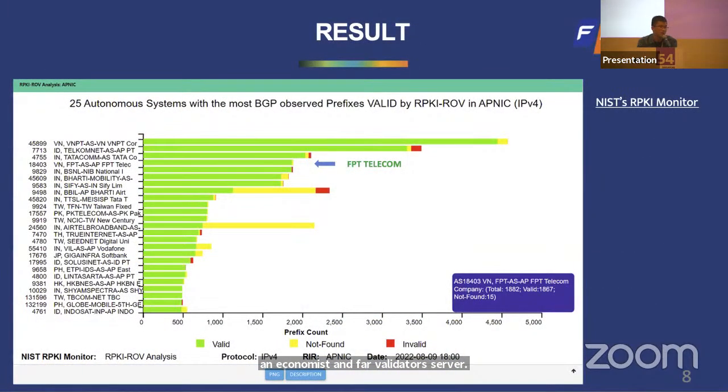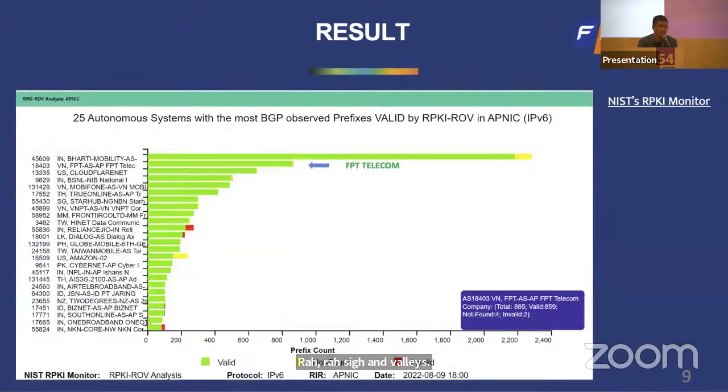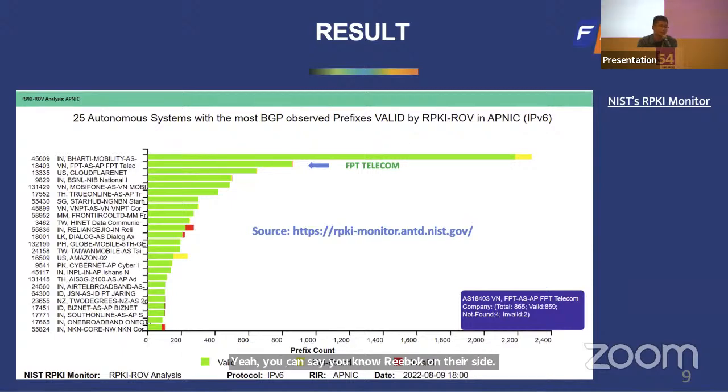This is my result. According to the data monitored from last month, APNIC Telecom was ranked fourth in Asia in terms of the number of refreshed IPv4 prefixes, raw, signed, and valid. Also, according to the monitor data, APNIC Telecom was ranked second in Asia in terms of the number of refreshed IPv6 prefixes, raw, signed, and valid. You can see the report on the website NIST.gov.